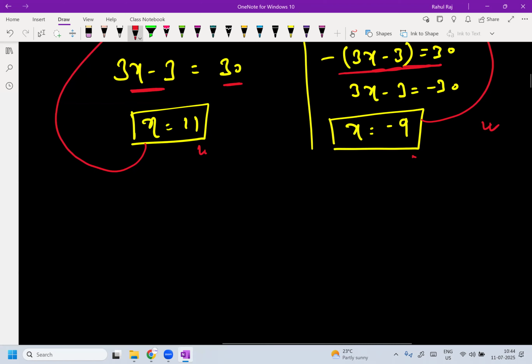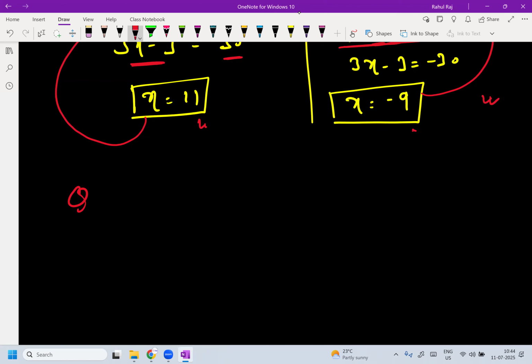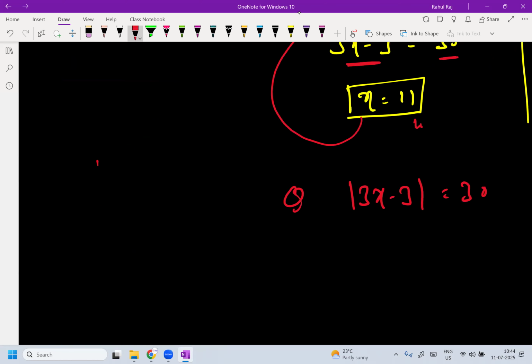But if at all you want to solve it very properly, let's say mod of 3x minus 3 is equal to 30. So the point is you solve any mod equation with the help of the definition of mod x. What is the definition of mod x? That mod x is equal to positive x if x is greater than or equal to 0. Not only greater than 0, remember. And it is equal to negative x if x is less than 0. Not equal to here.